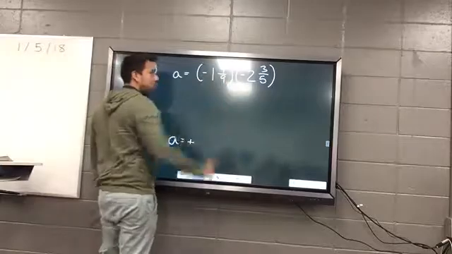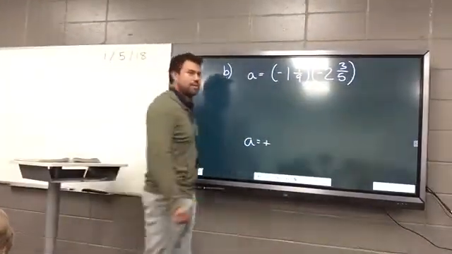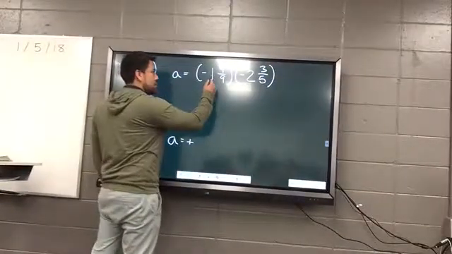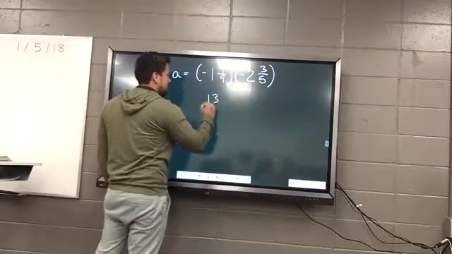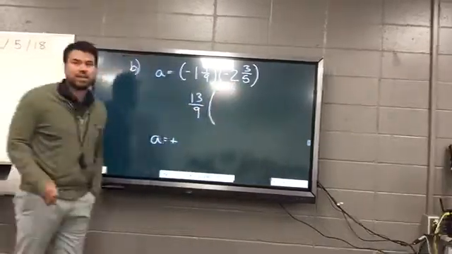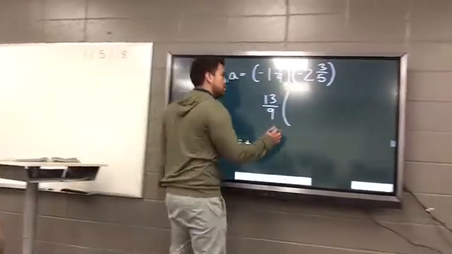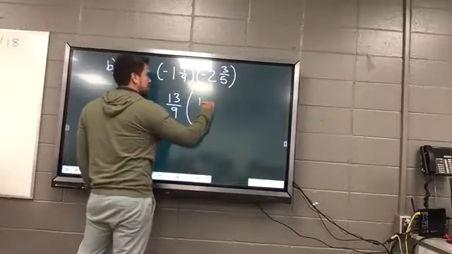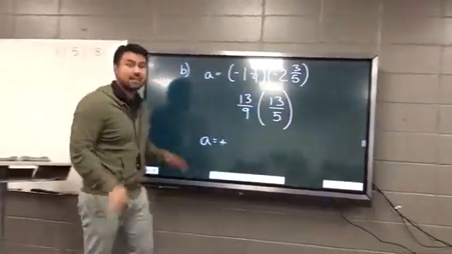How do I change 1 and 4/9 into an improper fraction? You take the 9 times 1, and then 4 plus 9 is 13. So 13/9. Yes. And then what about 2 and 3/5? Laura, can you help me with that? 5 times 2 plus 3 is 13. Yeah, you get 13/5. Nice. And we know it's positive, so don't even worry about the sign.